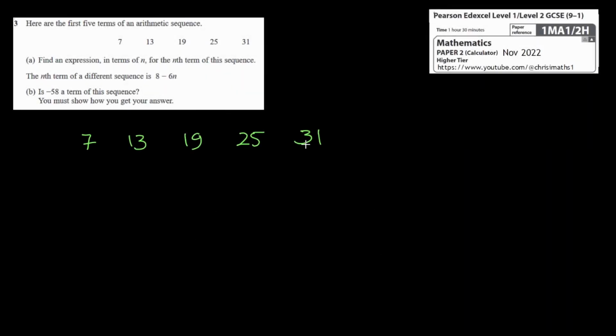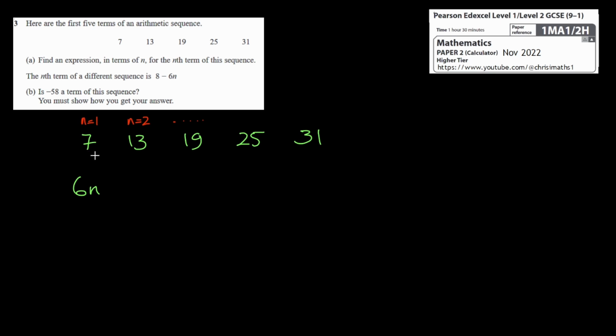Okay, we've been given an arithmetic sequence. In other words, it jumps up by the same amount each time, and we're asked to say what is the nth term. Remember here, n would be equal to 1, n is equal to 2, and so on. The difference between 13 and 7 is 6, and we've got a 6 here, 6 here, 6 here. So the sequence must be based on 6n.